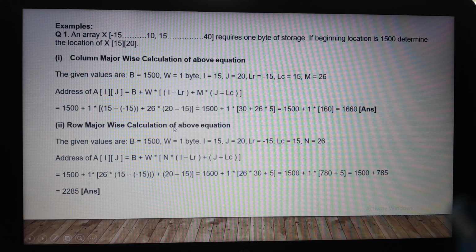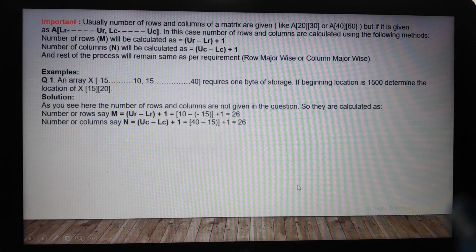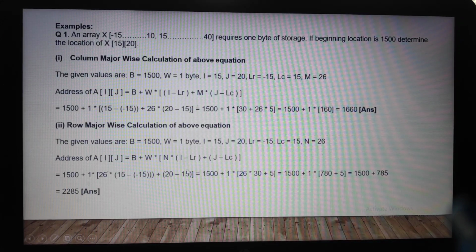And the row measure wise calculation is the same. The b is 1500, w is 1 byte, i is 15, j is 20, lr is minus 15, lc is 15, and n is 26 as calculated over here. If you calculate this way, you'll get the answer as 2285.